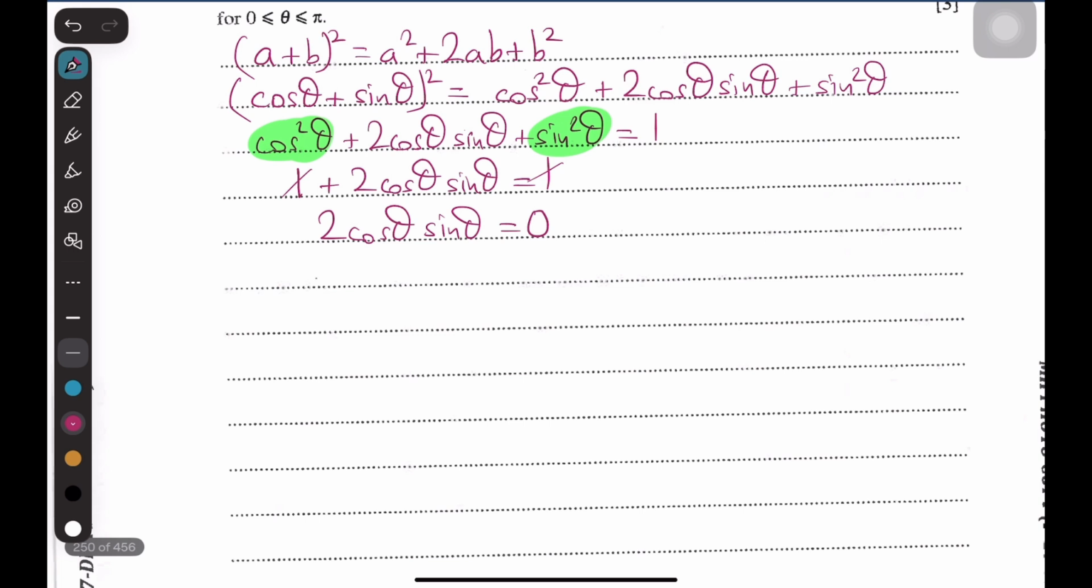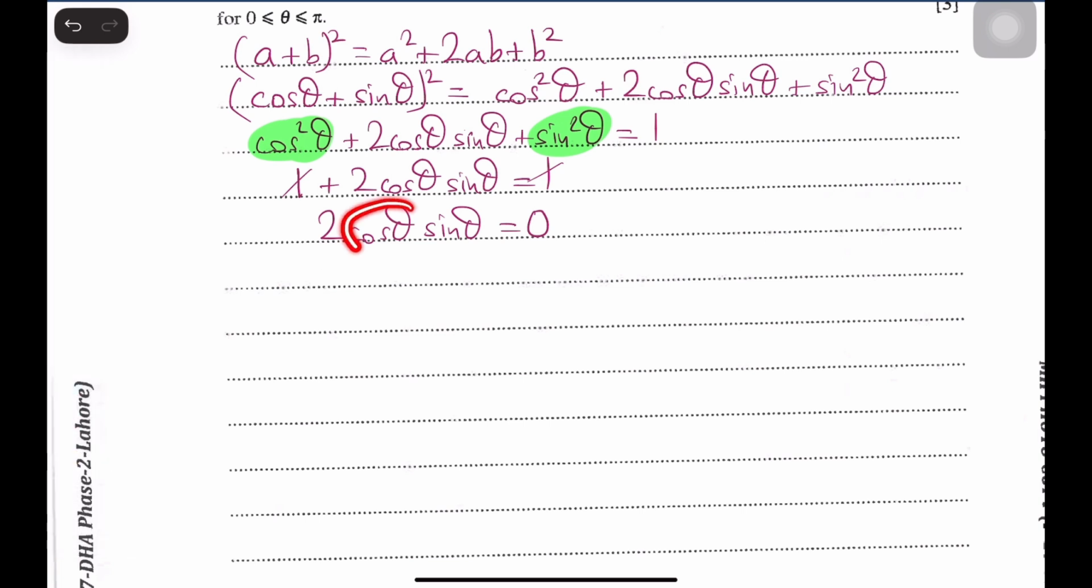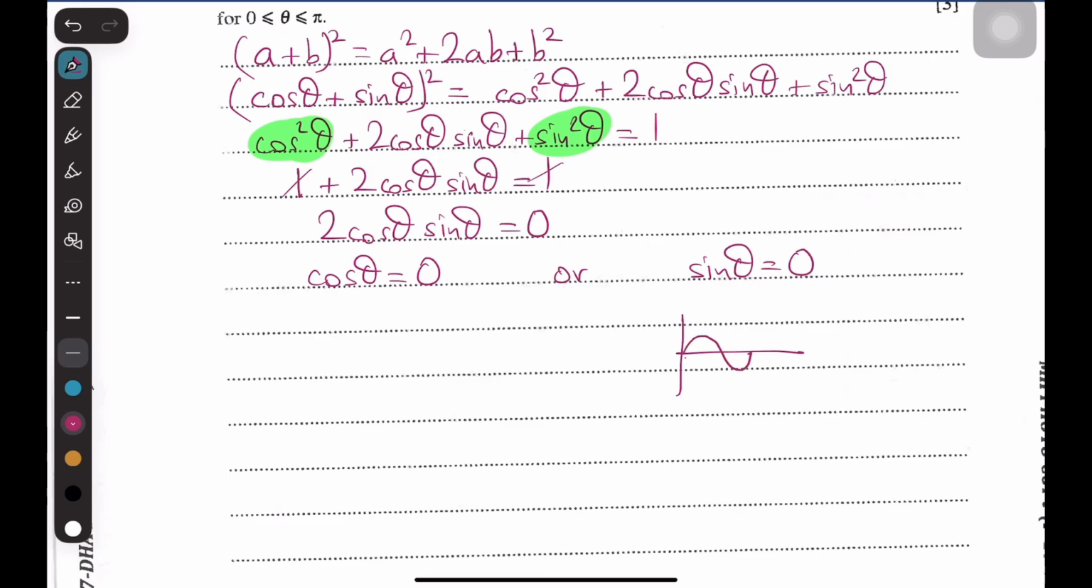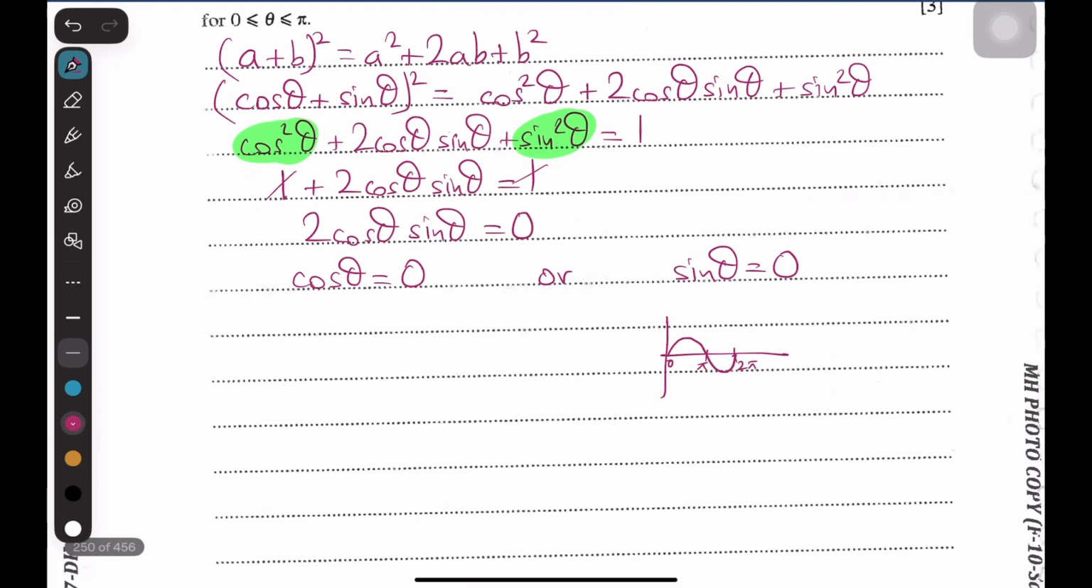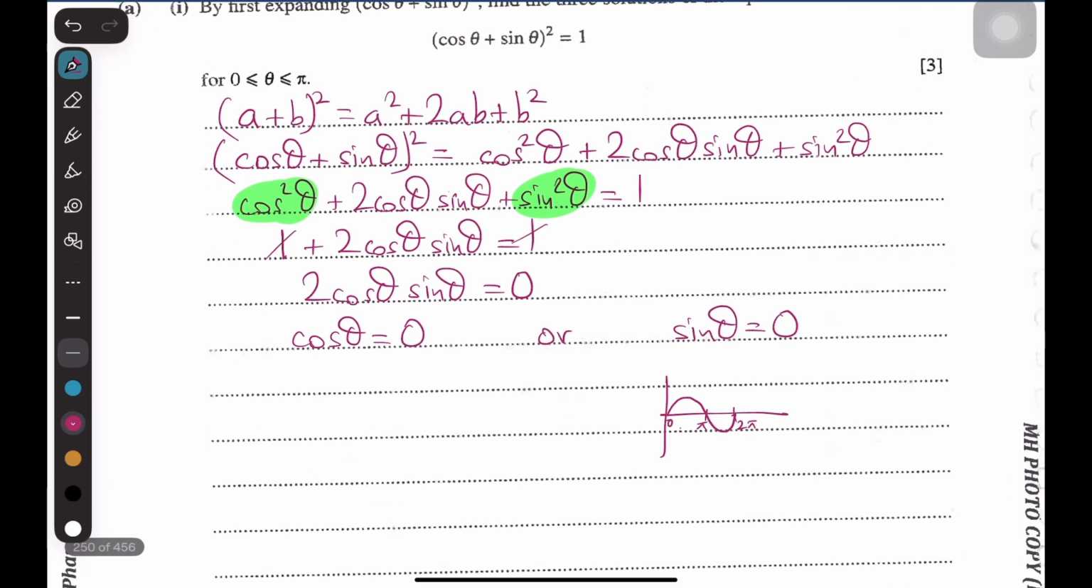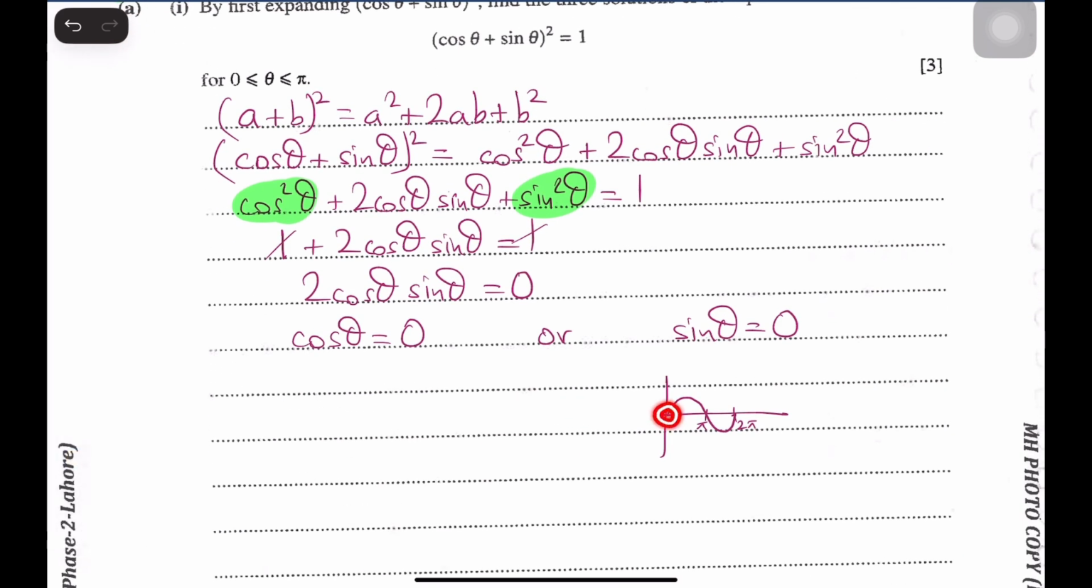In such cases, it's possible that either cos theta is 0 or sine theta is 0. In both cases, we would get the equation as 0. So we'll say that cos theta can be equal to 0 or sine theta can be equal to 0. Now think of the graphs of cos theta and sine theta. When are those graphs equal to 0? The graph of sine theta is like this. It's 0 at 0, it's 0 at pi, and it's 0 at 2 pi. So the range given is 0 till pi, so we'll only look till there. So the points that we can see over here at which sine theta is 0, let's draw this graph.